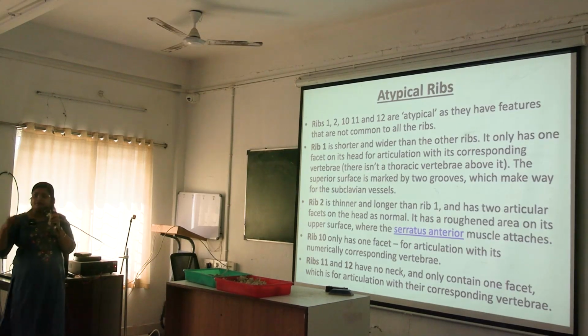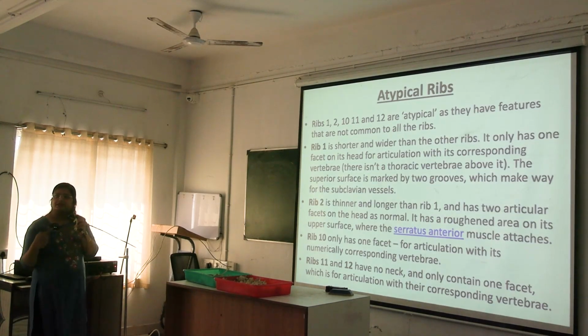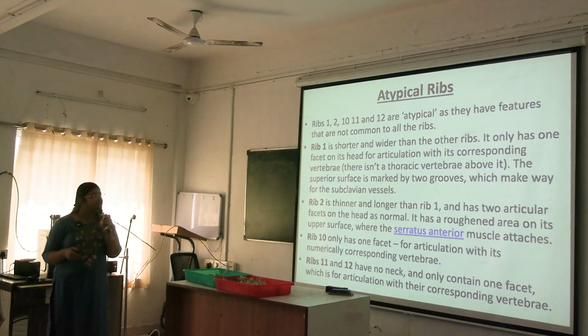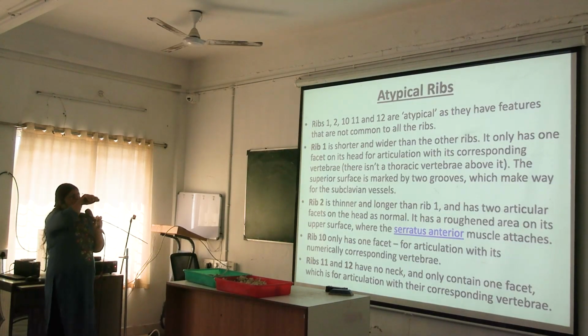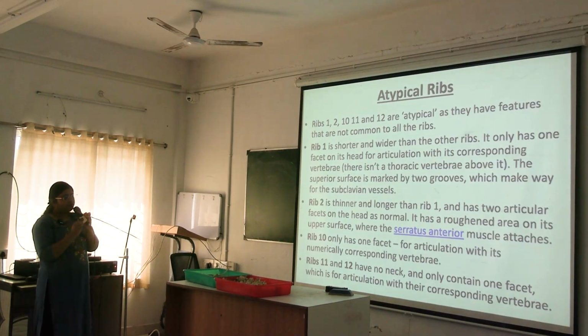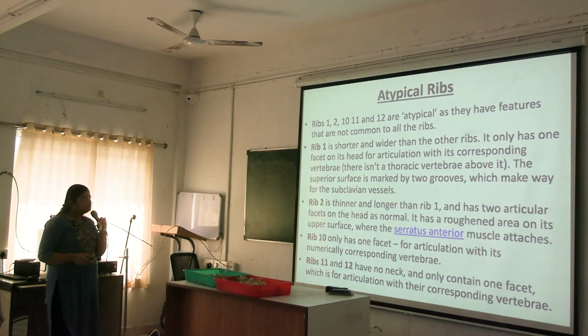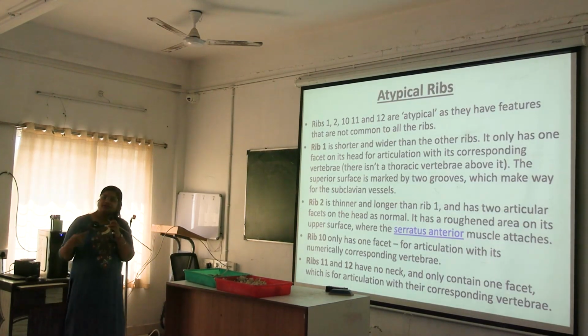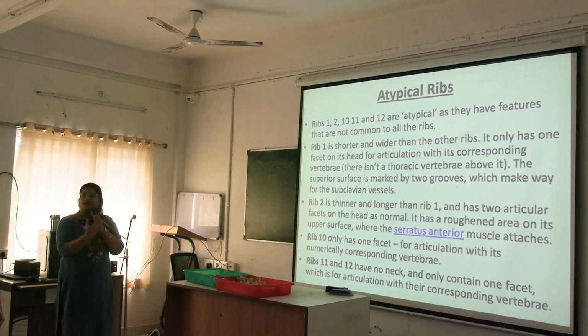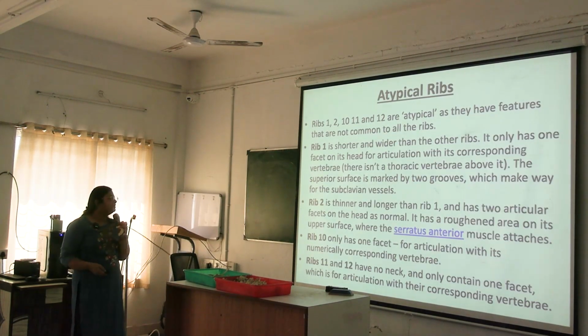because there is not a thoracic vertebra above. So the first thoracic vertebra will articulate with this head of the first rib, and the superior surface is marked by two grooves. Here you can see two obliquely placed grooves. These are for the subclavian vessels. The vein is in front, the artery is behind, and these grooves are separated by a tubercle on the inner border, that is the scalene tubercle. The first rib is very frequently asked in your viva.